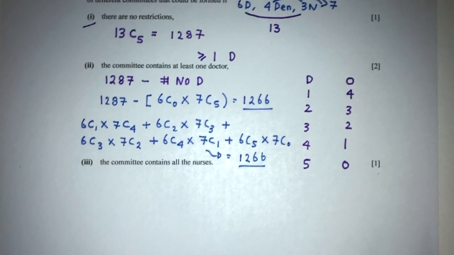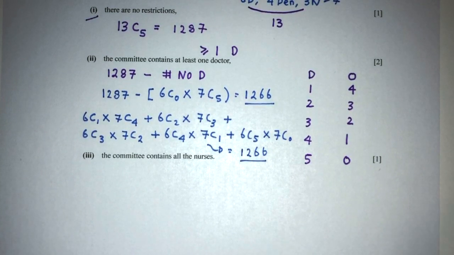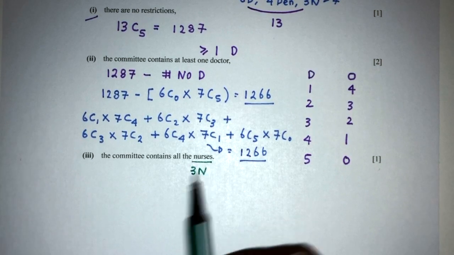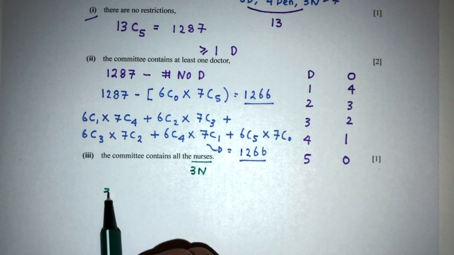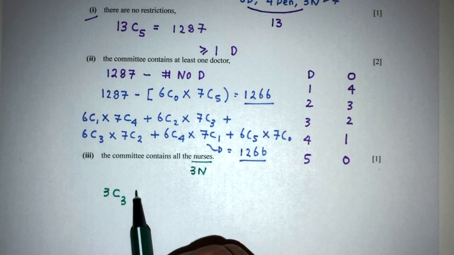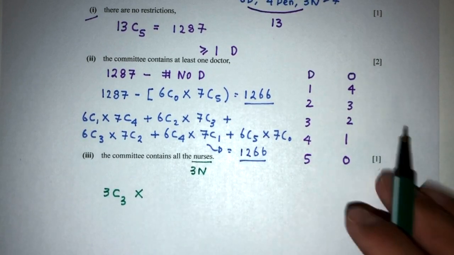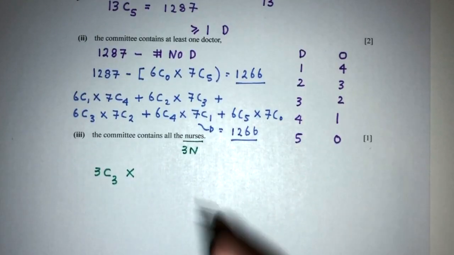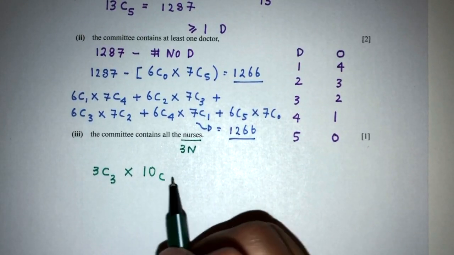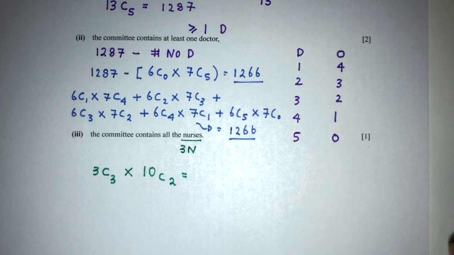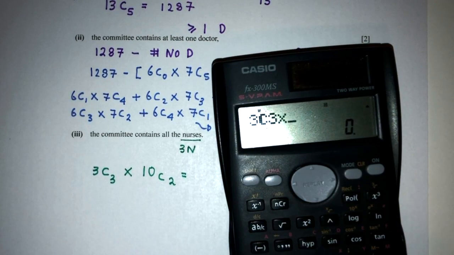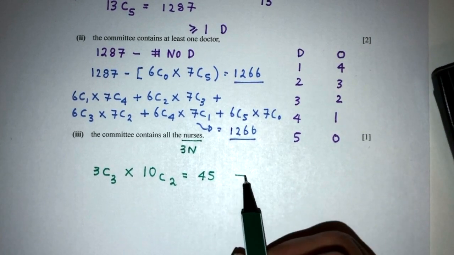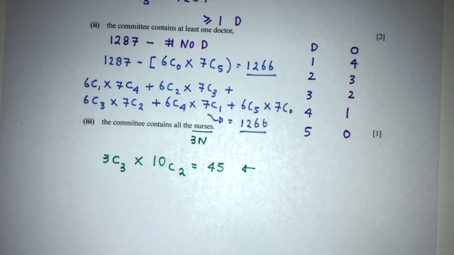Let's move on to question number 3. The committee contains all 3 nurses, so we have to choose all the 3 nurses. Pretty easy. First thing first, from the 3 nurses, we choose all 3. Then from the remaining people, nurses apart, we have 6 plus 4, which is 10 people. We have to choose the remaining 2 people that we need. That'll be 3 choose 3 times 10 choose 2. That'll be 45 as your answer for part 3 of question number 5.